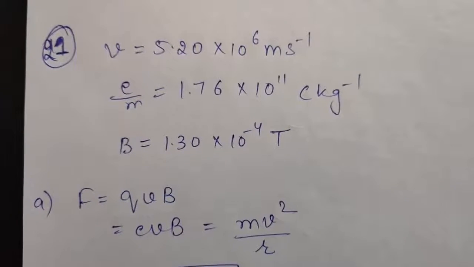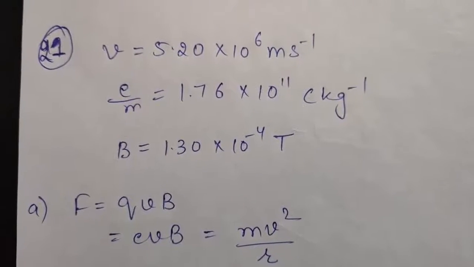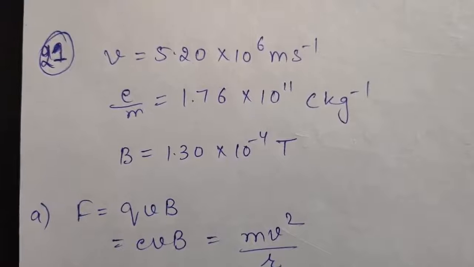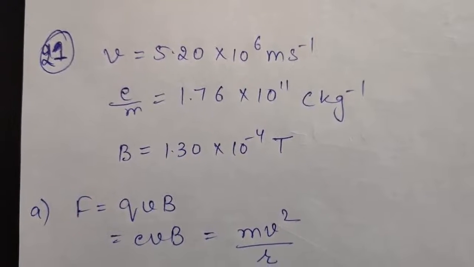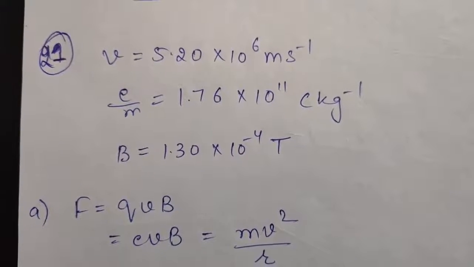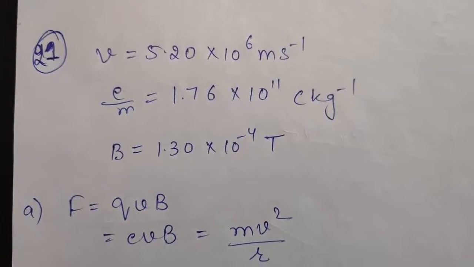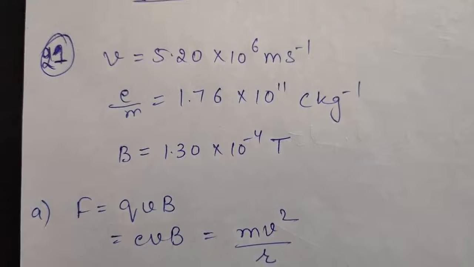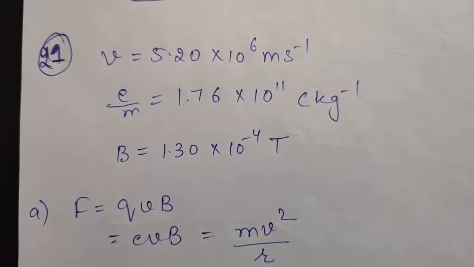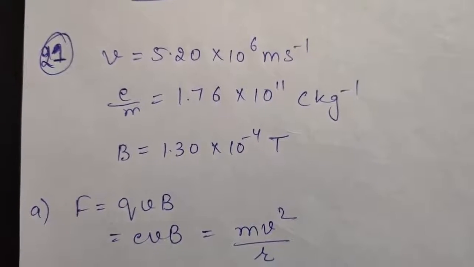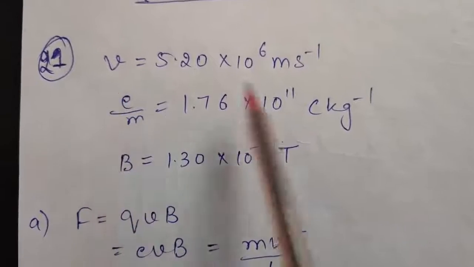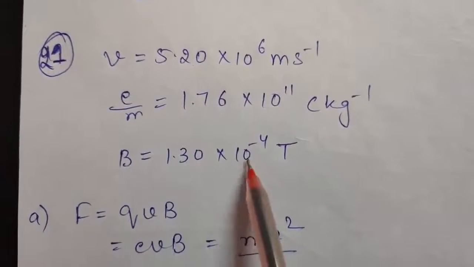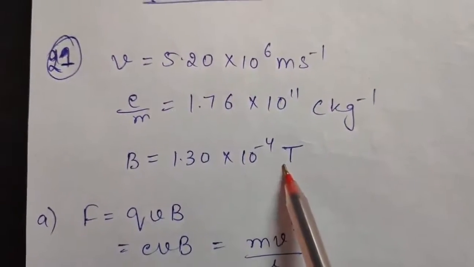Next is question number 21. In that question you have two parts. So the first part of the question says, a monoenergetic electron beam with an electron speed of 5.20 into 10 to the power 6 meter per second is subjected to a magnetic field of 1.3 into 10 to the power minus 4 Tesla, normal to the beam velocity. That is, this is the velocity and this is the magnetic field, and these two are perpendicular to each other.